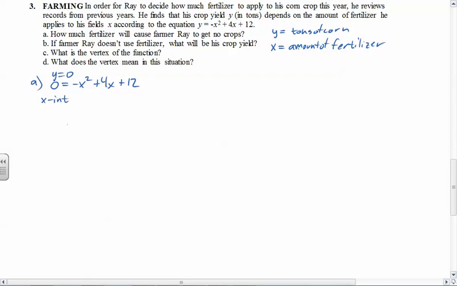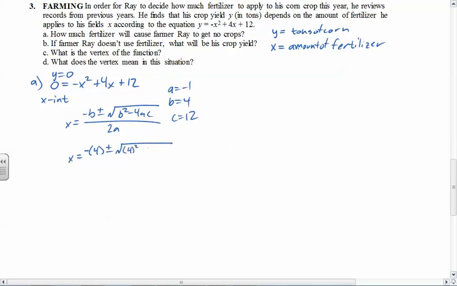Now, for the x-intercept, of course, we want to use x equals negative b plus or minus square root b squared minus 4ac all over 2a. All right, so there we go. We know that a is negative 1, b is 4, and c is 12. Now, if you know other ways of solving this, go ahead. You don't have to use the quadratic formula, but that's all that my class knows right now, so that's what we're going to use. We're going to go negative 4 plus or minus square root b squared minus 4a, which is negative 1c, all over 2a. There we go. We're ready to roll.